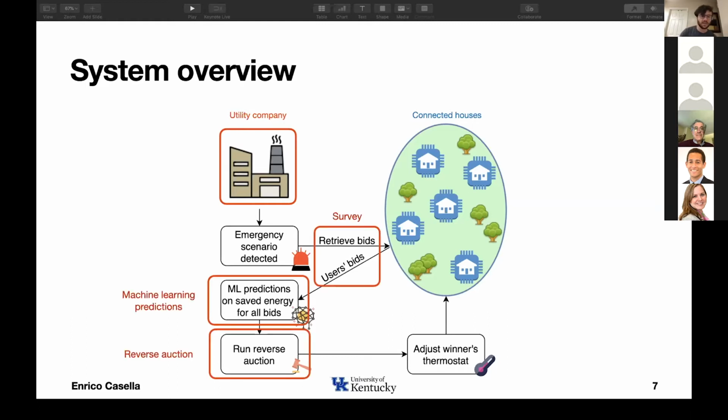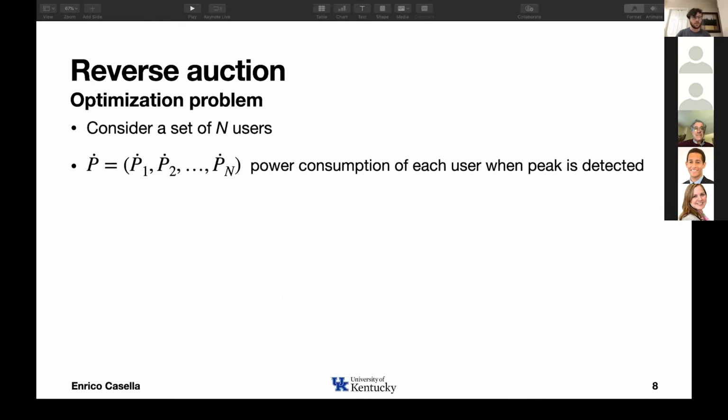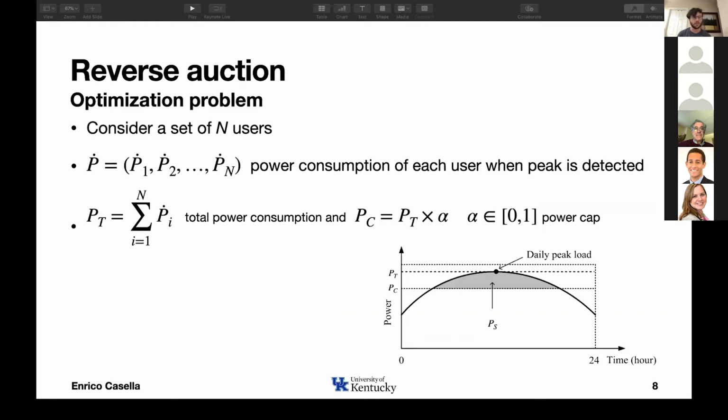And so there are basically 3 main areas that I'm going to talk about. And we're going to start from the reverse auction. So again, consider n users connected to the grid. At the moment when the peak is detected, we define P as the power consumption of each user in that specific moment. If you sum all these values together, then you have the total power consumption PT.